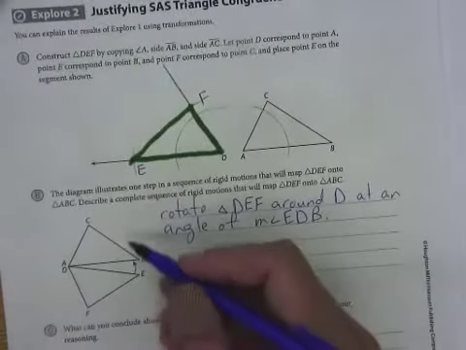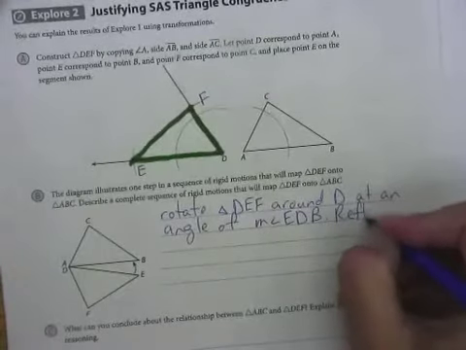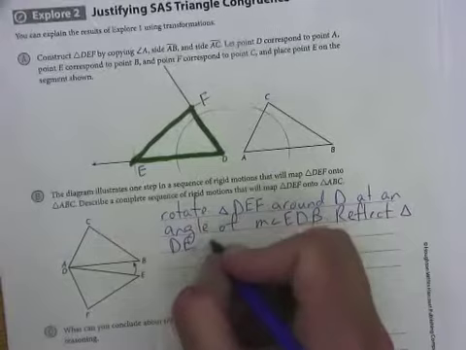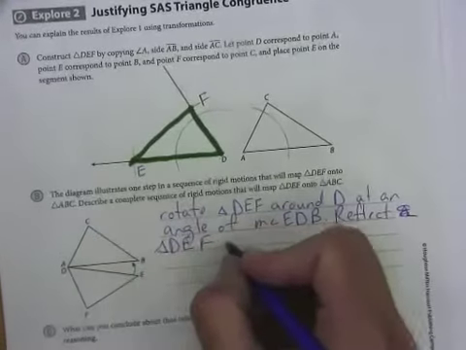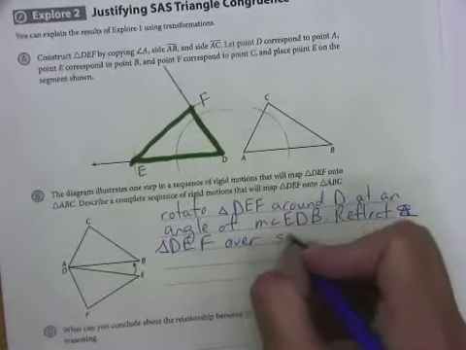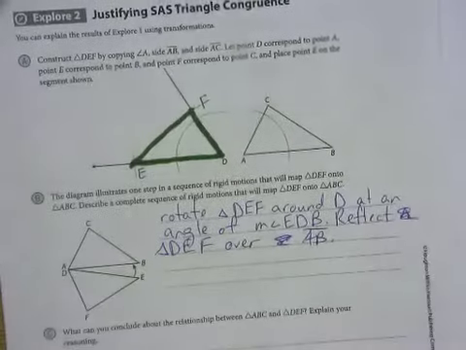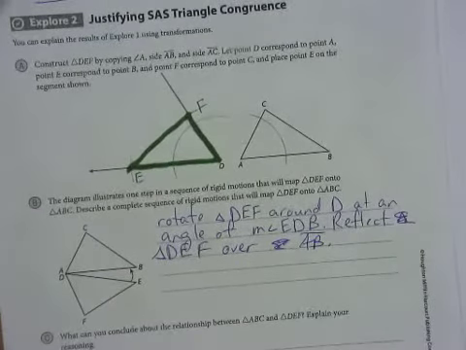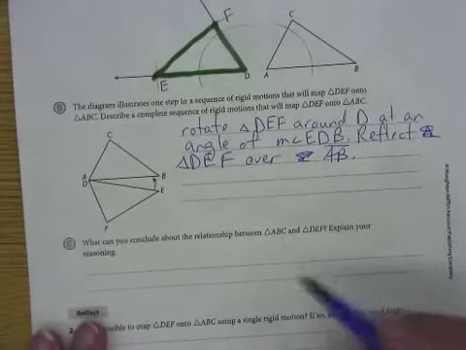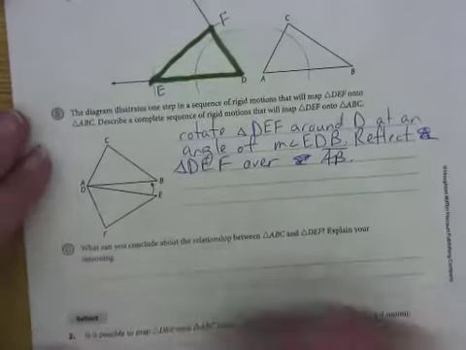Once I did that, the last thing I would have to do would be to reflect triangle DEF over segment AB in order to map triangle DEF onto triangle ABC. So what can I conclude about the relationship between these two triangles? Well, if a sequence of rigid motions will map one onto the other, then the triangles are congruent.